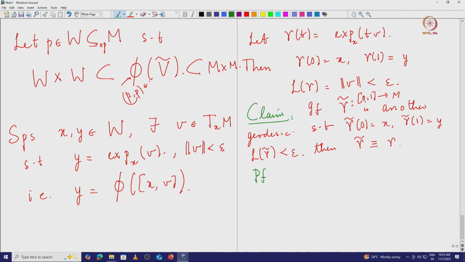Okay, what is the proof of this? Well, let v tilde be gamma tilde prime at 0, the initial velocity vector of gamma tilde. Then clearly because the length is shorter than epsilon, the norm of v tilde has to be also less than epsilon, right, because what is the length? It is the integral of the speed, which is constant equal to the norm of v tilde because it is a geodesic, right.